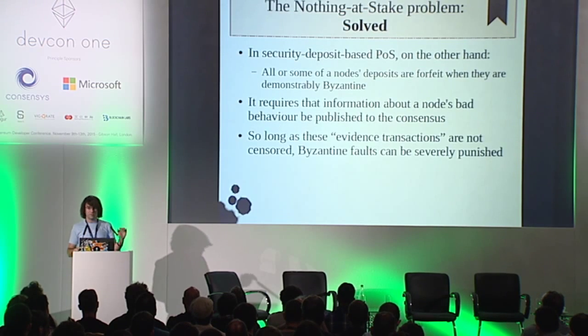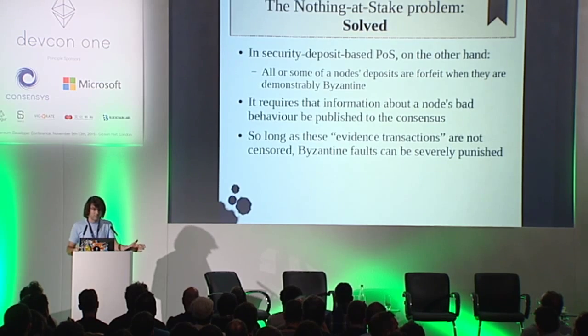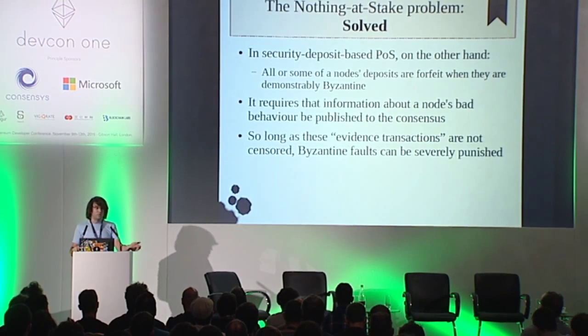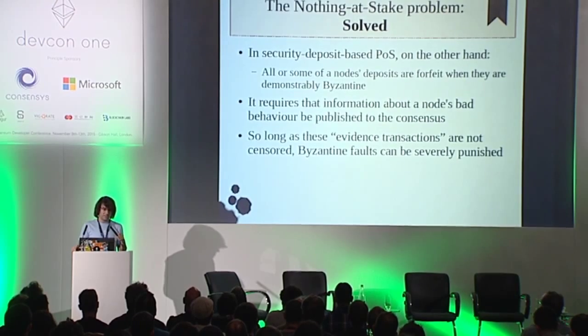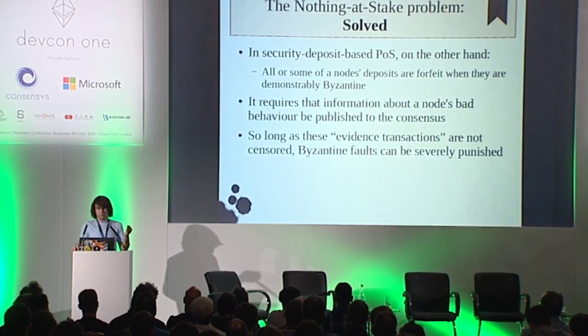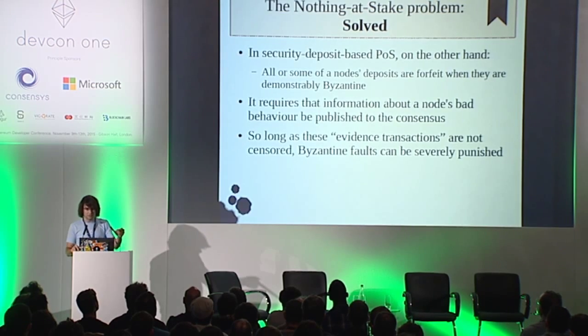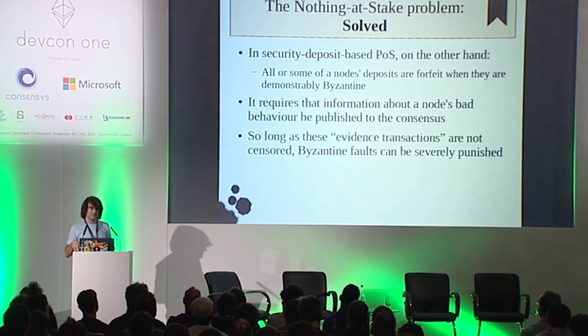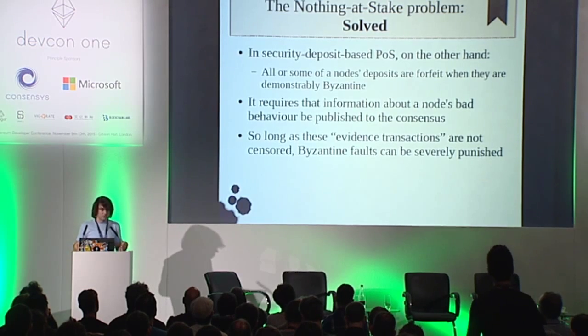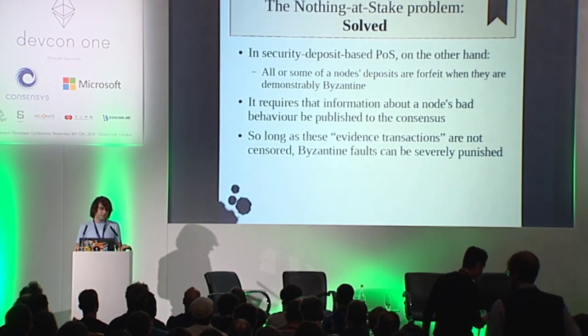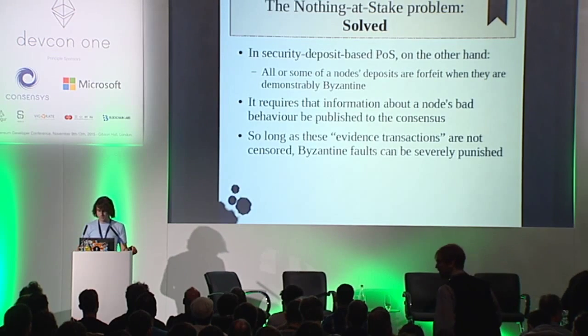Security deposits solve the nothing at stake problem by requiring that validators put something at stake, and by removing that security deposit when they're demonstrably Byzantine in some way. So it basically requires that the proof of them being Byzantine is discovered and published to the blockchain in order to affect their balances in their deposits, right? Because everything that affects the state of the blockchain has to be published into the blockchain, so that the state transition function can update the state of their bonds or the state of something in the ledger. So basically, as long as these evidence transactions aren't censored, faults can be punished.